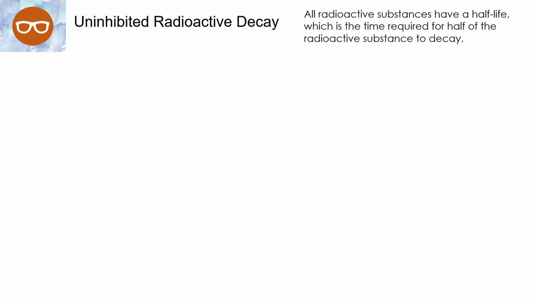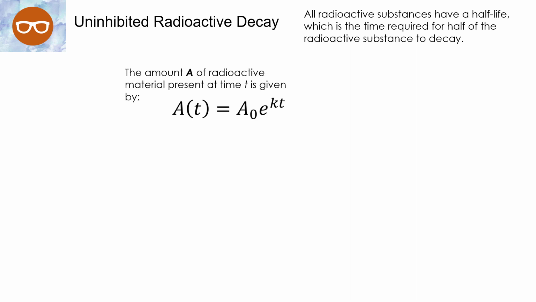Uninhibited radioactive decay. All radioactive substances have a half-life, which is the time required for half of the radioactive substance to decay. The amount A of radioactive material present at time t is given by A at t equals A sub O e to the kt.